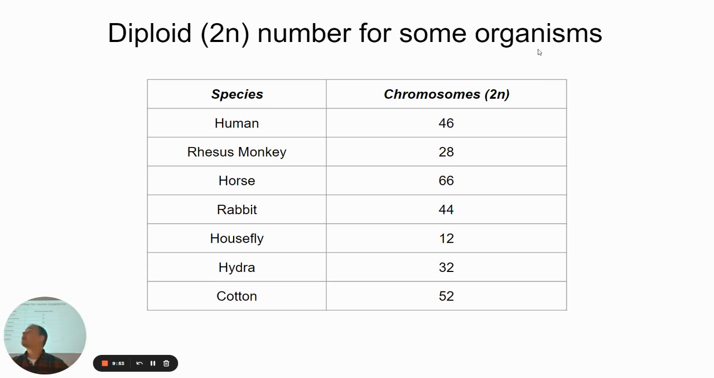Okay. The number of chromosomes is not really a meaningful number in terms of comparing species. Sometimes you'll say, well, humans have 46, so a plant must have 5 because they're simpler, maybe. But that doesn't really mean anything. It's just what has arisen over evolution. For example, a horse has 66 chromosomes. Okay? A cotton plant has 52. A housefly has 12. Humans have 46. A monkey has 28. It's just not a number that really means anything.